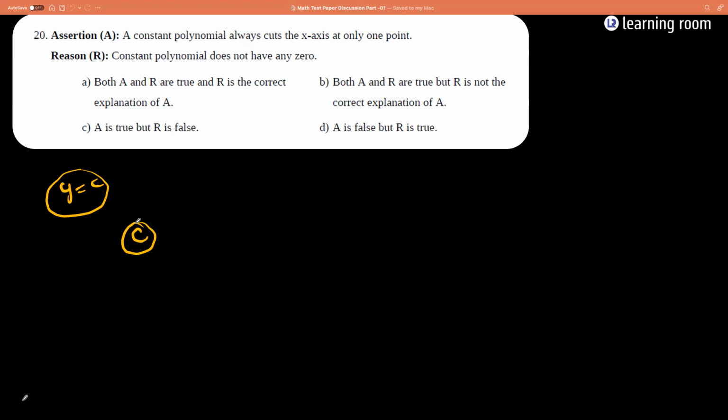Okay, a constant polynomial always cuts the x-axis. Always, this is disturbing me. Always cuts the x-axis at only one point. Is it necessary? It can cut the y-axis also. And a constant polynomial does not have a 0. Constant polynomial does not have any 0. Is it true?